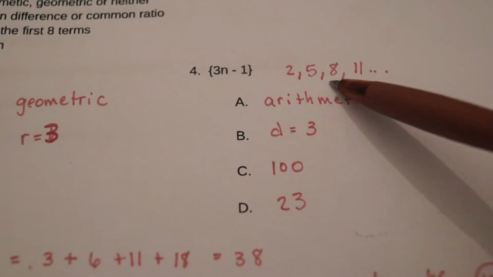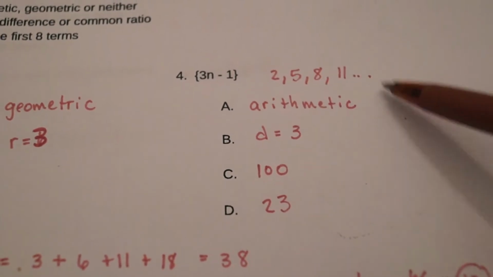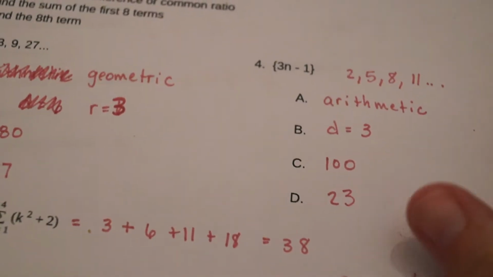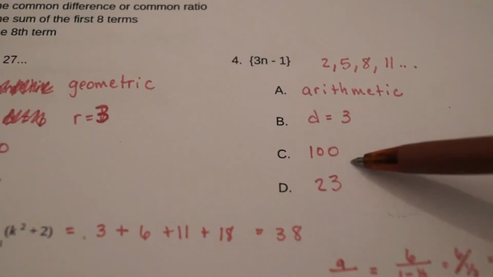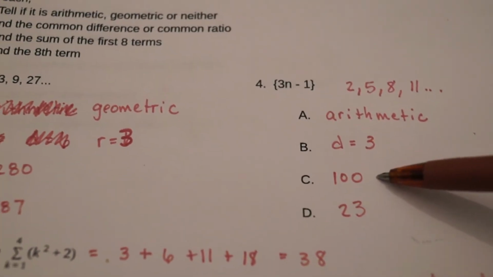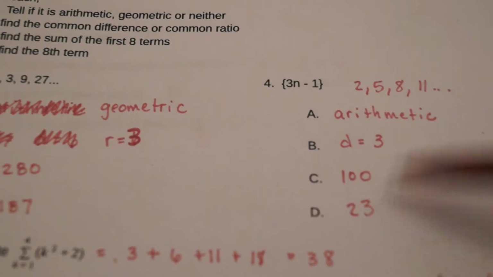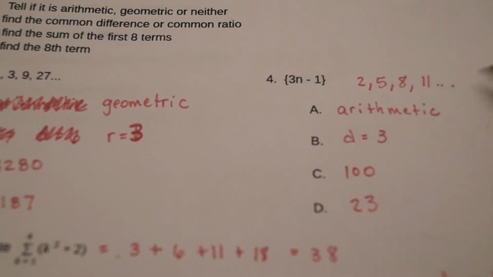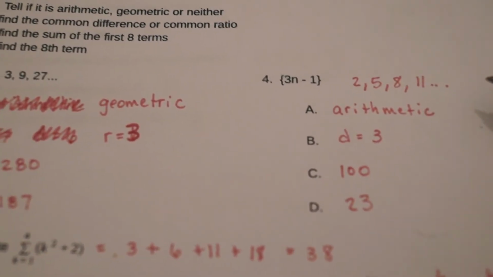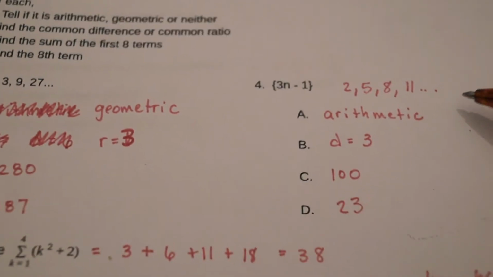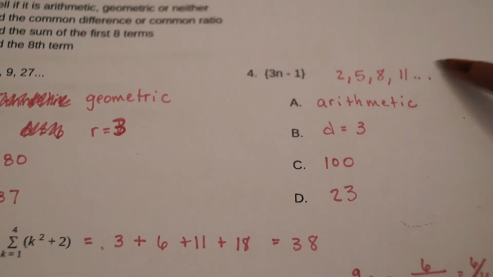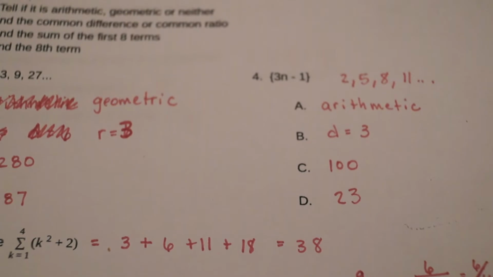Same here, this one was arithmetic because I add the same number every time. It's plus 3 every time. So it's arithmetic because of the addition. The common difference is 3. That's the number I add each time. The sum of the first 8 terms is 100 and the 8th term is 23. Again, the formulas are given to you on your formula sheet and you just plug in the first term and the common difference. But you can also just work it out to the 8th one. Just keep adding 3 until you find the 8th one.